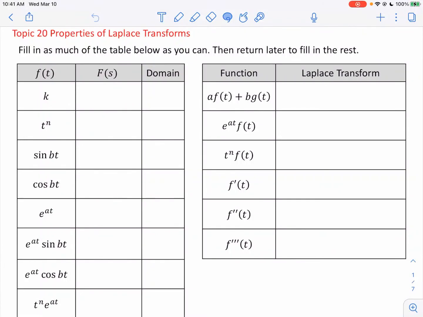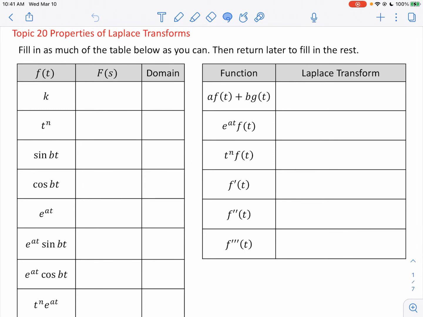Hello students. Topic 20 is on properties of Laplace transforms. This is the second topic out of a series of 4 topics that focus on using the Laplace transform to solve ODEs with initial conditions. So fill in as much of the table below as you can, then return later to fill in the rest.